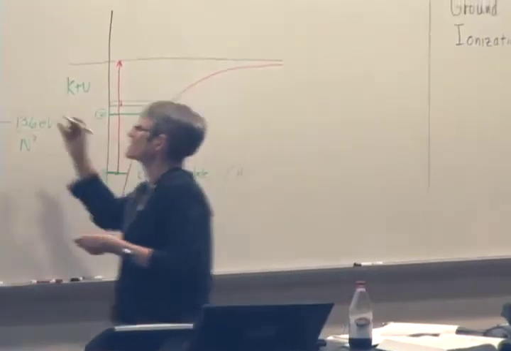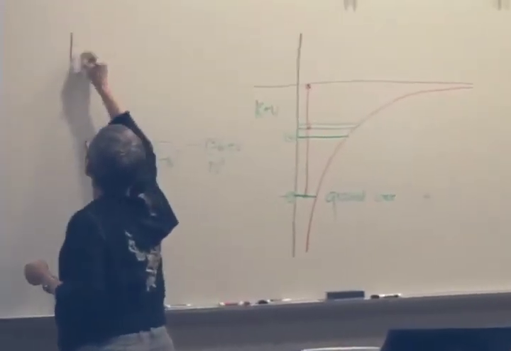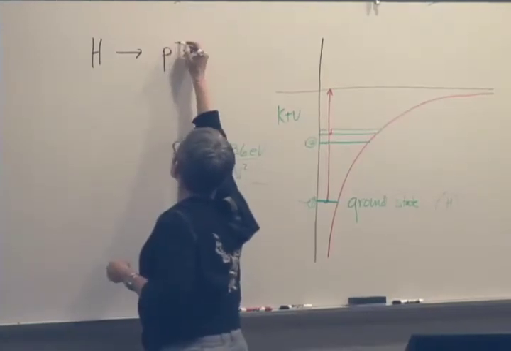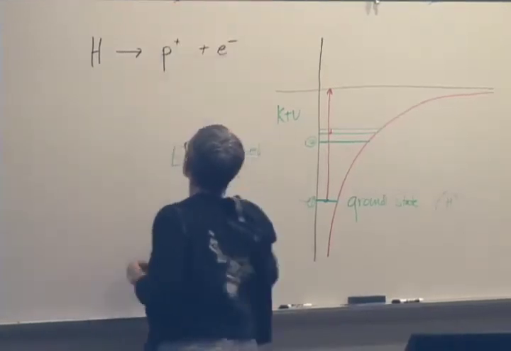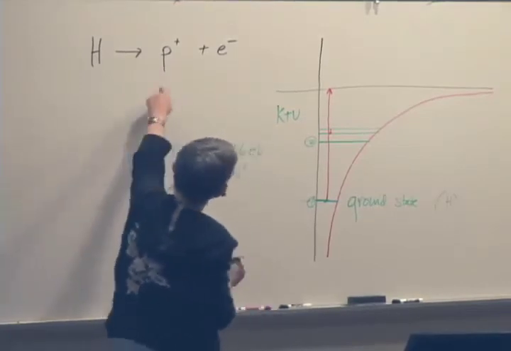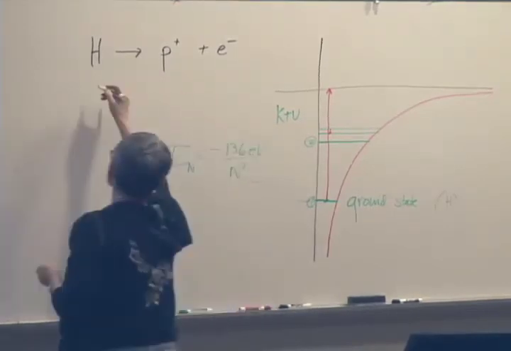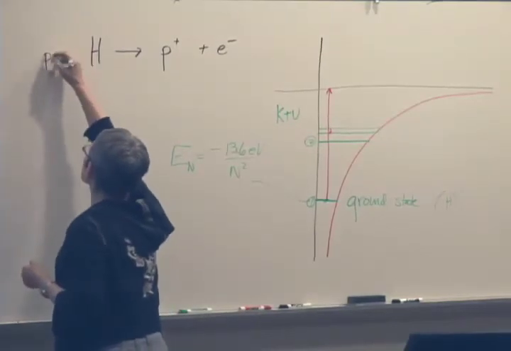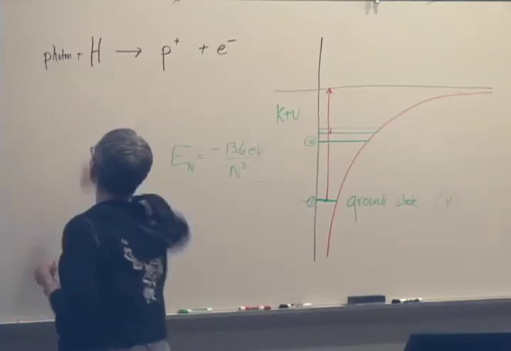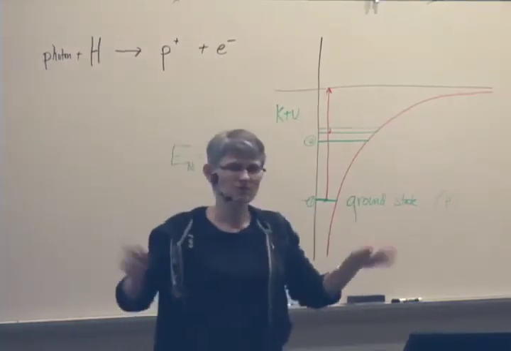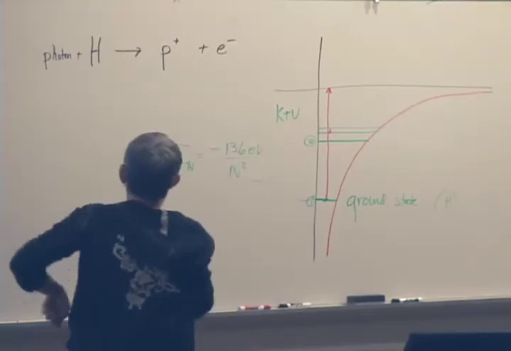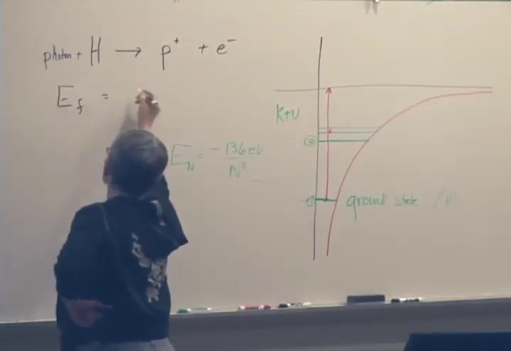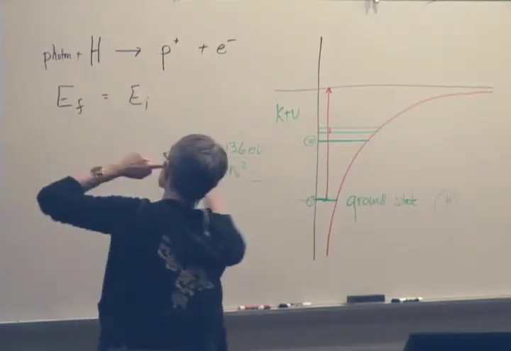So the process we're talking about here is hydrogen goes to proton plus electron. That's the final state. That's the initial state. So we have hydrogen plus photon, really. Photon plus, let's make everything the system. So photon plus hydrogen goes to, and we'll just use the energy principle: E final equals E initial. We take everything as the system.